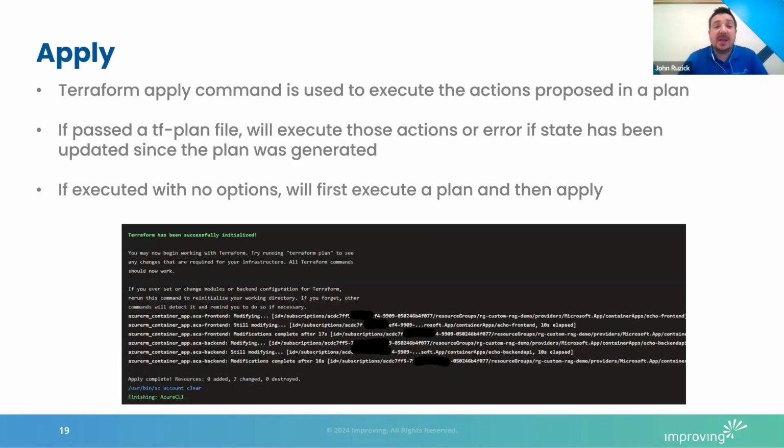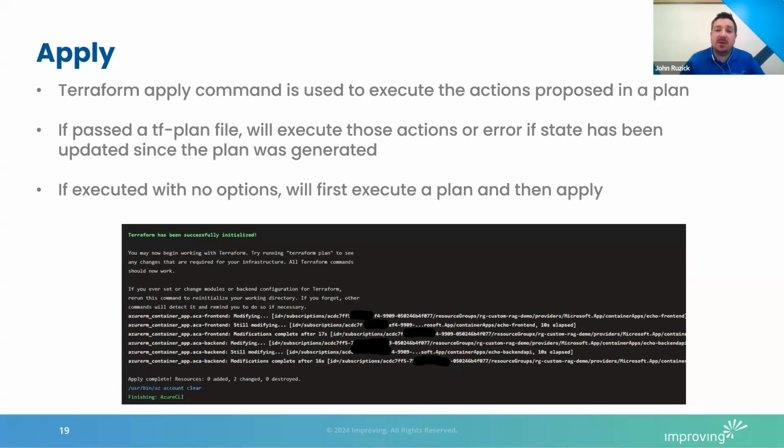And finally, the apply command, right? So it executes the actions proposed in a plan. And like I mentioned, if that plan has been invalidated by somebody else doing a plan in between, then it will catch that and say, hey, you need to do a plan. If you pass it a TF plan file, it's only going to execute those actions, or as I mentioned, error if the state has been updated since the plan was generated.